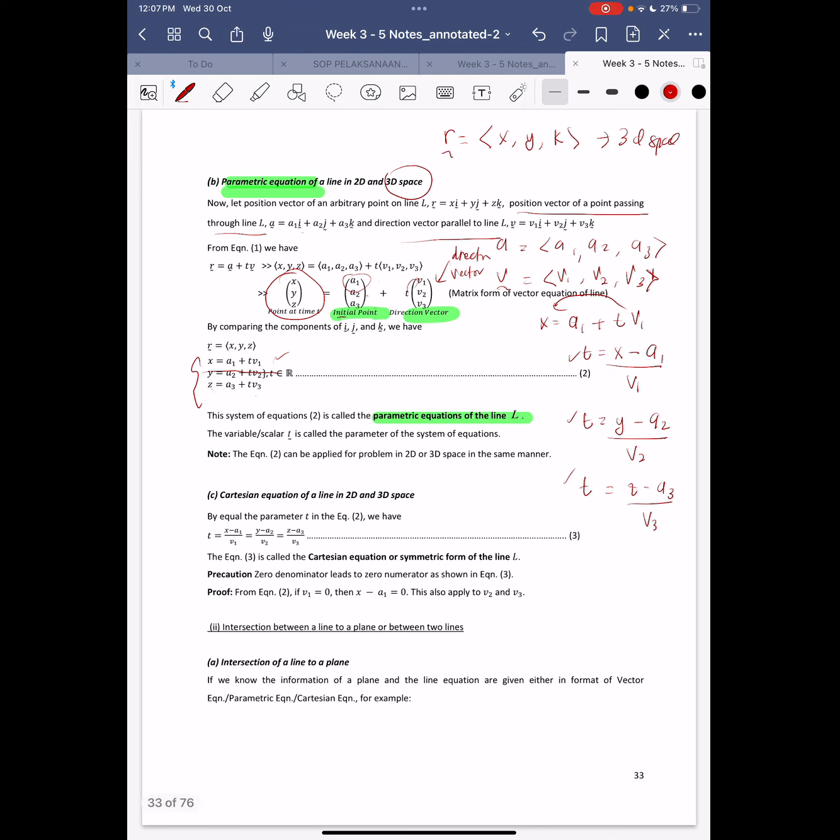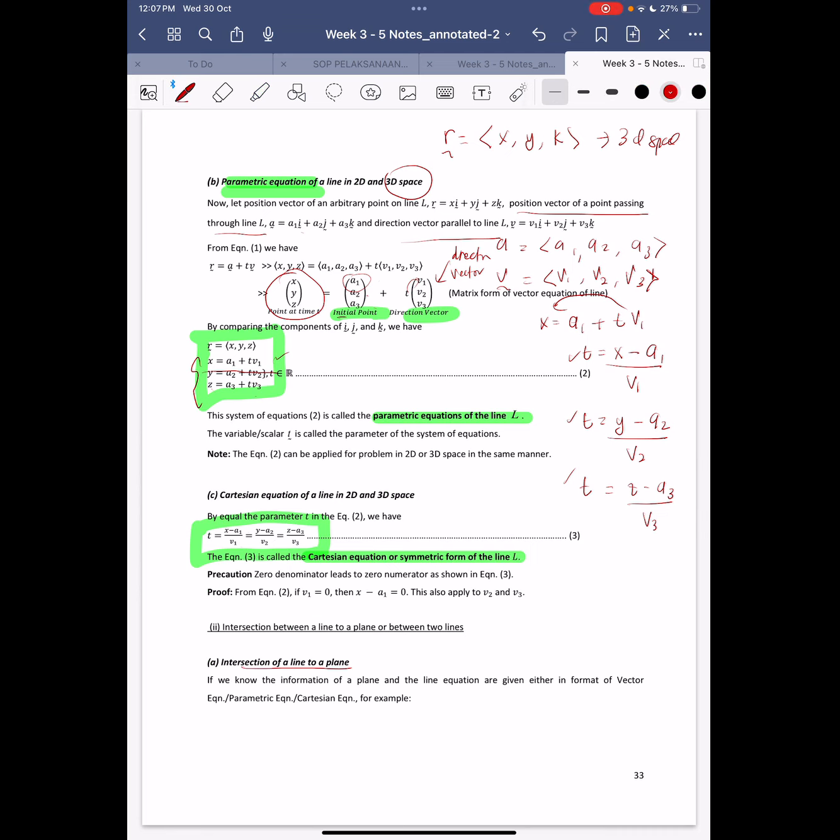T is equivalent to (X minus A1) over V1, equivalent to (Y minus A2) over V2, equivalent to (Z minus A3) over V3. So this is the format for the Cartesian equation, or symmetric form. The one just now is the parametric form, and this one is the geometric form of the line. Alright, so now let's look at the intersection between a line and a plane.